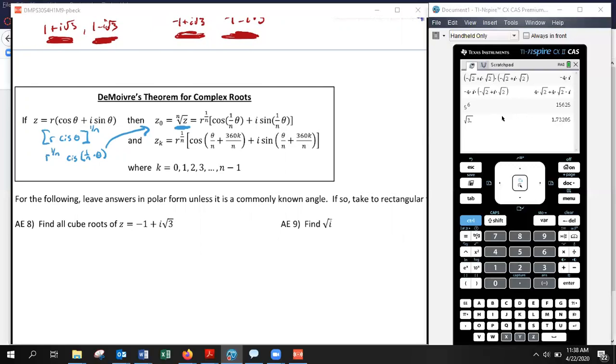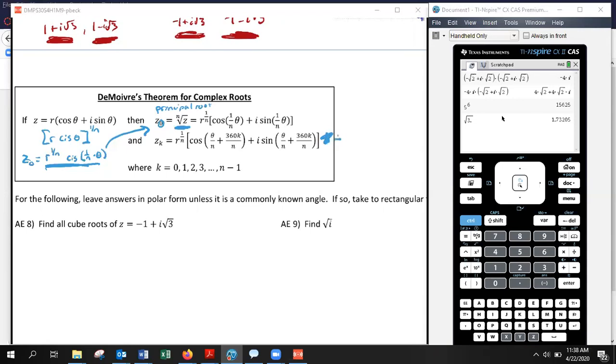And so this sub-0 actually represents our principal root. Our principal root is going to be found by applying DeMoivre's theorem in its pure form. So this is our principal root right here. Now, to find all the other roots, this complex formula really represents everything that I showed you before.